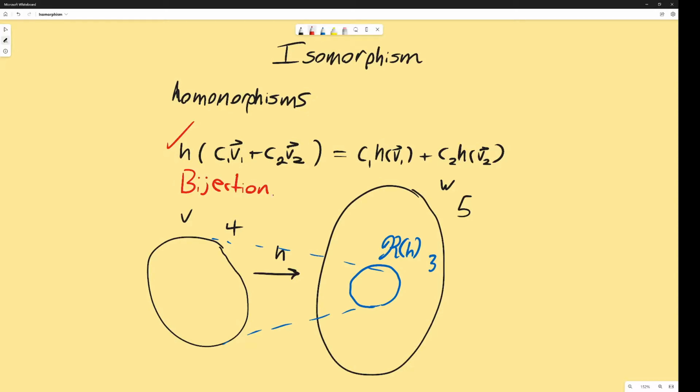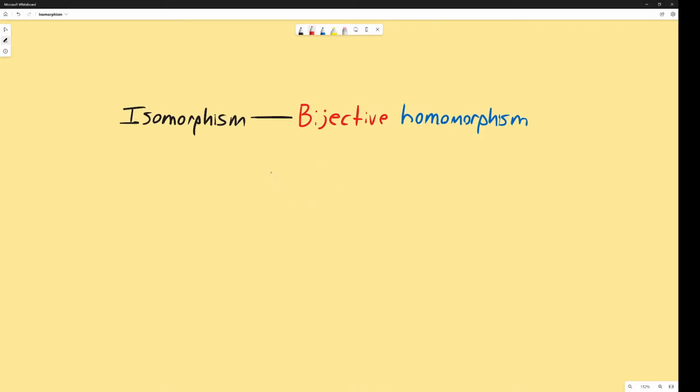And as I will prove later in the video, that means that the range space in the codomain will have the same dimension, and that the dimension of the codomain and range space will be the same as the domain. So if V had a dimension of 4, then W and R of H, which would be the same thing, would both also have a dimension of 4. And this leads us to the main definition of this video, which is an isomorphism. It's like a homomorphism, but specifically it is a bijective homomorphism.